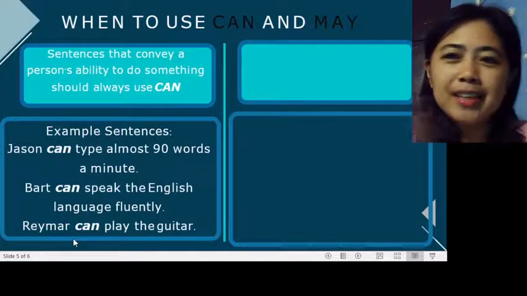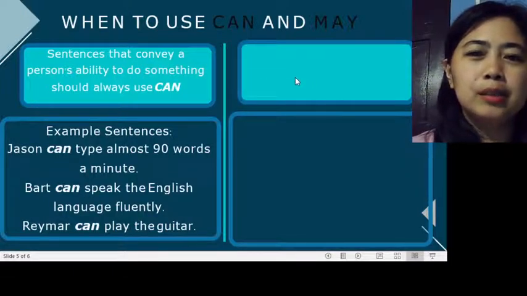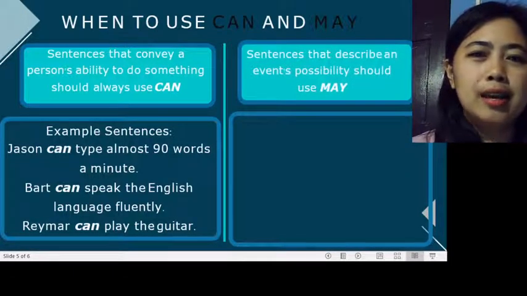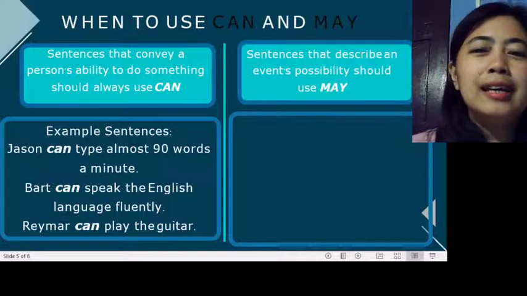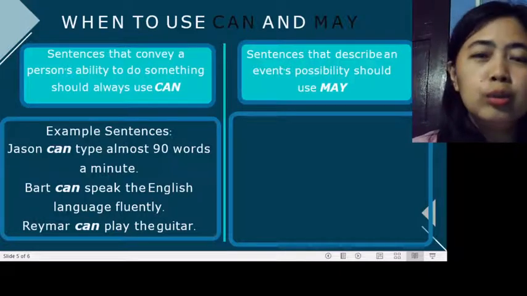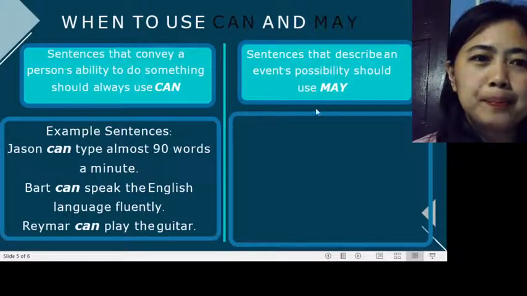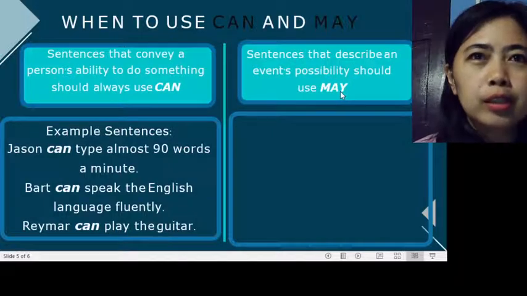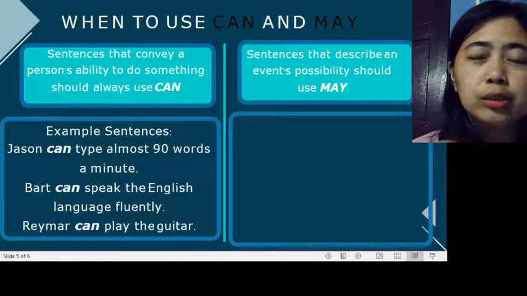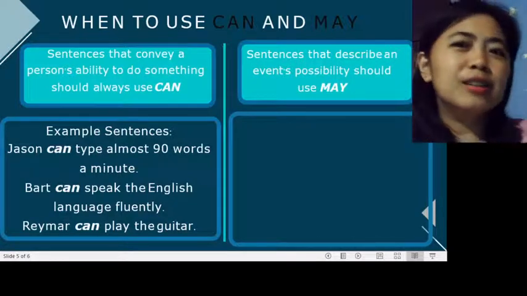Okay, let's try to find out how may is used. Can you see it? Sentences that describe an event's possibility should use may. But for lesser possibility, you can actually use might. Lesser possibility than may is might. But the two can also be interchangeable.